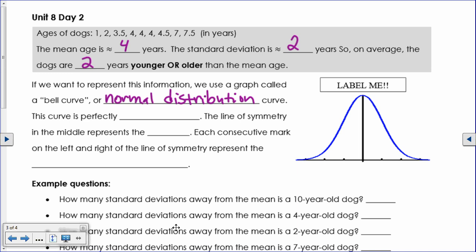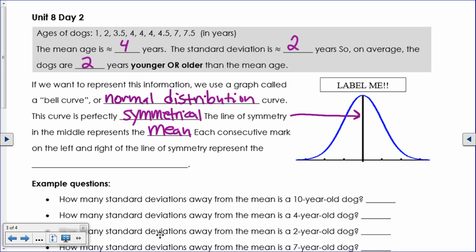This curve is going to be perfectly symmetrical. So that means one half of the graph on one side of the mean is going to be exactly the same as the other half on the other side of the mean. The line of symmetry right there in the middle, that represents the, what do you think? The mean. The line that goes right down the middle represents the mean value, the average.